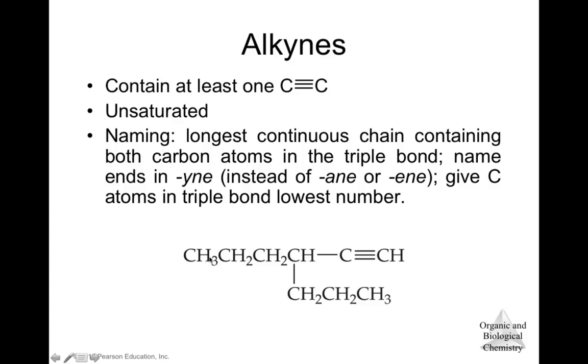So our chain is 1, 2, 3, 4, 5, 6. So this one is hex because this comes from hexane, but because it's a triple bond it is hexyne. Okay, and we have a substituent in 1, 2, 3. Position number 3 is a propyl group, so it's 3-propyl hexyne. This is the name of this compound.